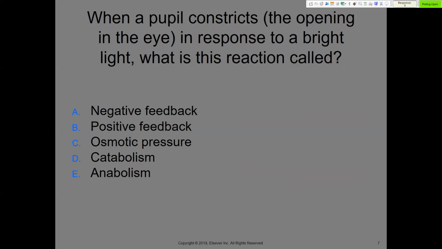Another question, how about here? When a pupil constricts, so the opening in your eye gets smaller in response to a bright light, what is this reaction called out of the choices that you have? Negative feedback, positive feedback, osmotic pressure, catabolism, and anabolism.